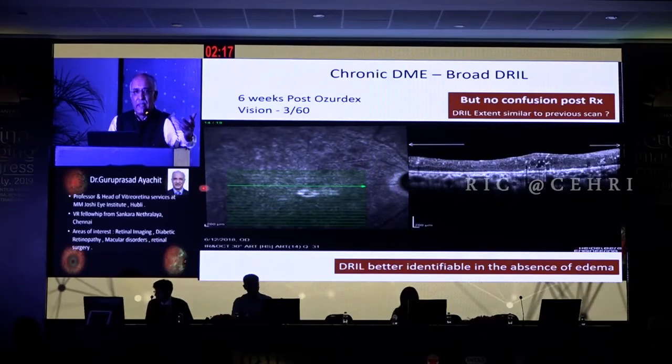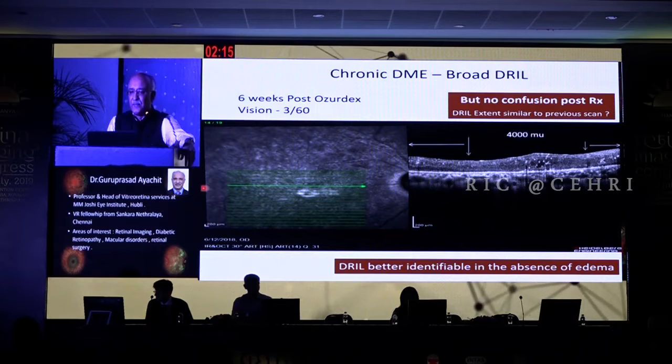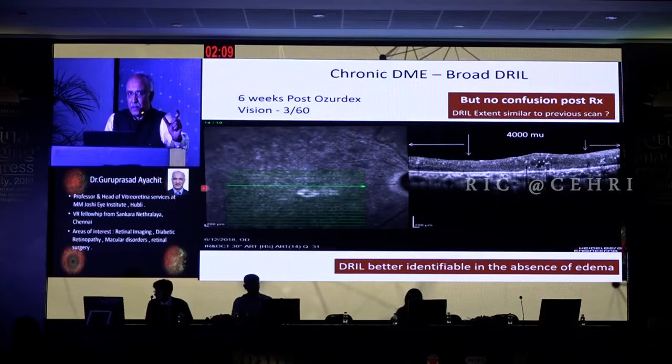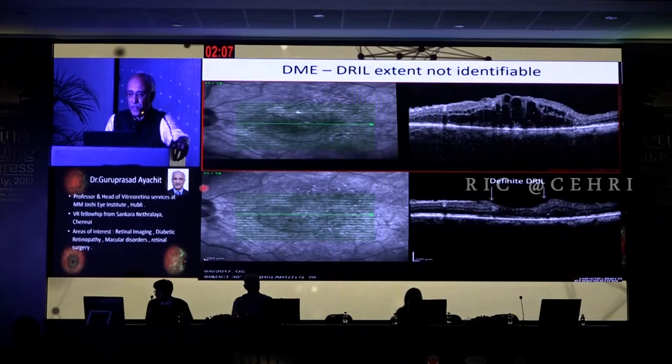Another case of chronic diabetic macular edema with a broad DRIL, almost 4,000 microns, but there is some confusion in quantification in chronic edemas, as you can see in this particular patient, where you cannot trace all the layers and say that there is definitely DRIL or there is no DRIL. But when we treat these patients, the confusion seems to go away. The extent of the DRIL is similar to the previous scan. So I think DRIL is better identifiable in the absence of edema. We can go back and see that there is no DRIL in the rest of the areas, whereas there is DRIL in the area where DRIL was seen in the post-treatment picture.